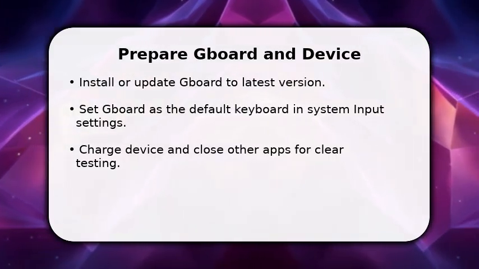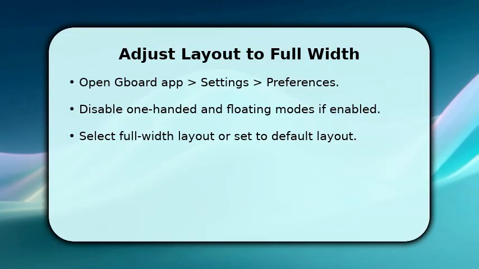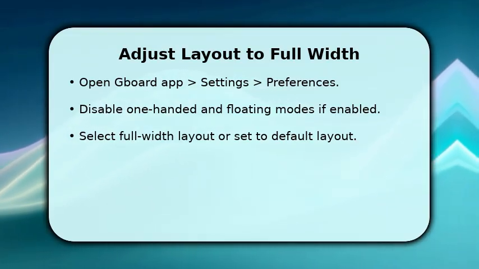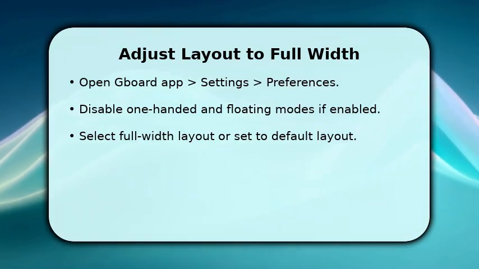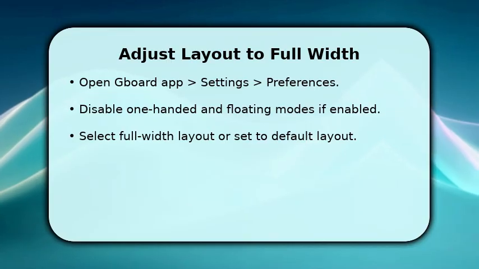display changes immediately. Next, open the Gboard app and tap Settings, then Preferences. You'll see toggles for one-handed mode and floating keyboard. Turn those off so the keyboard can occupy the full bottom area. Then choose the layout option or keyboard height to maximum. This forces keys to stretch edge to edge.